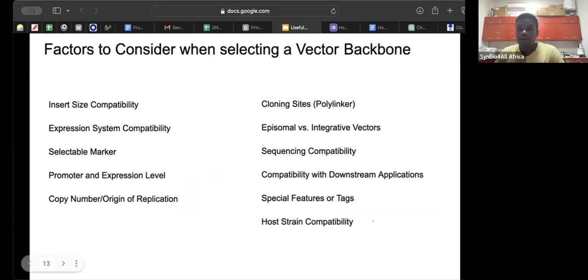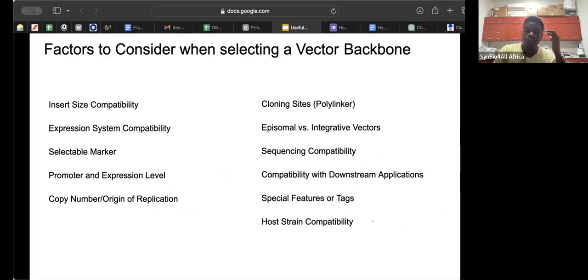So what are some of the factors to consider when selecting the backbone? There are a lot of backbones out there, several of them, like the pJUMP, we have a lot of them. So how do you determine which vector backbone you want to use? You decide based on what is important to you.